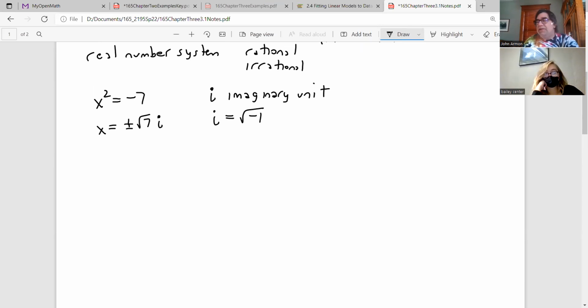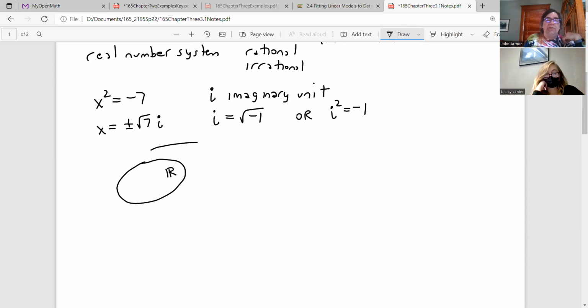No real number has this property. It's only this imaginary unit. You could also remember it as i squared is equal to -1. So either way you want to remember it. So i is what we call the imaginary unit. This is the impetus for thinking of a larger number system than just the real number system. So if this is the real number system right here, there is a larger set.